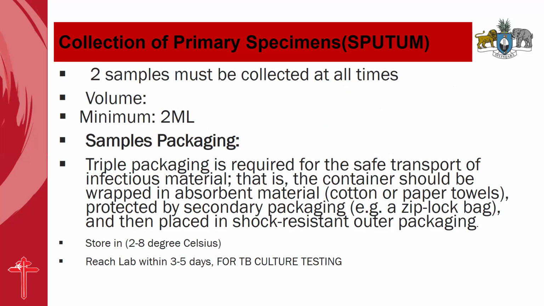Then sample packaging: triple packaging is required for safe transport of infectious material. So that is the container. It should be wrapped in absorbent material, which can be a paper towel, or what we call a tidy wipe, protected by secondary packaging, which is a Ziploc bag, and then placed in a shock-resistant outer packaging. So we have the cooler bags, which should have ice packs to ensure that the storage condition remains at 2 to 8 degrees Celsius, and they should reach the lab within 3 to 5 days for TB culture testing.